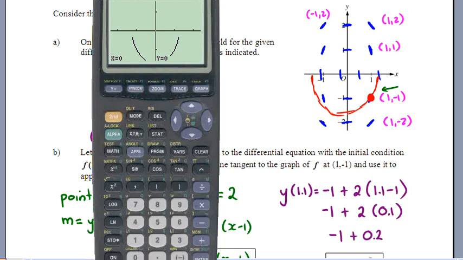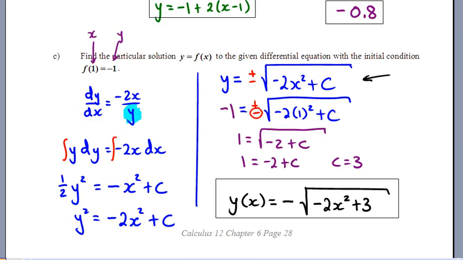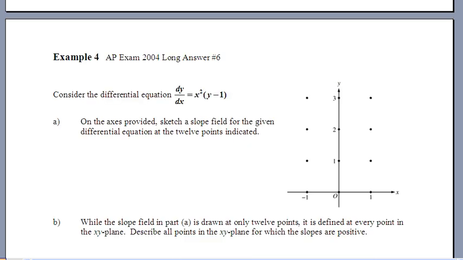Okay, well, this one's done. There's only one more for today. So, another AP exam question. This one was from 2004. Again, if you're trying to do this test, you'd want to hopefully get this done in 15 minutes.